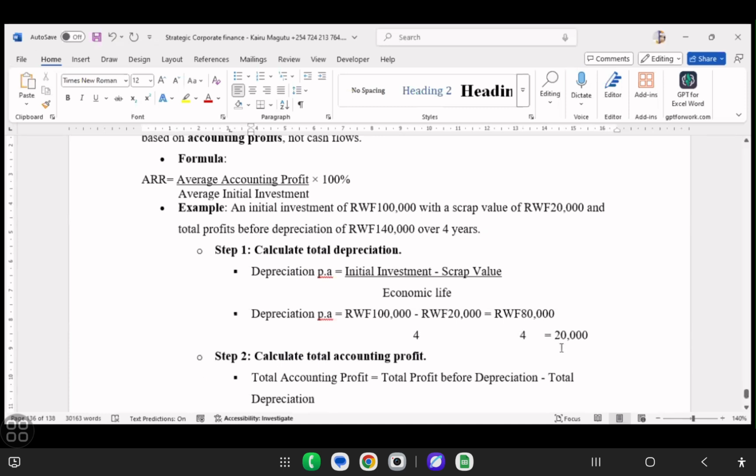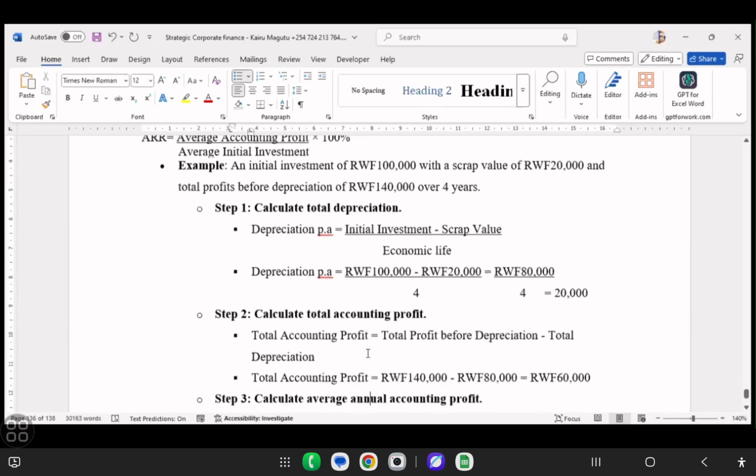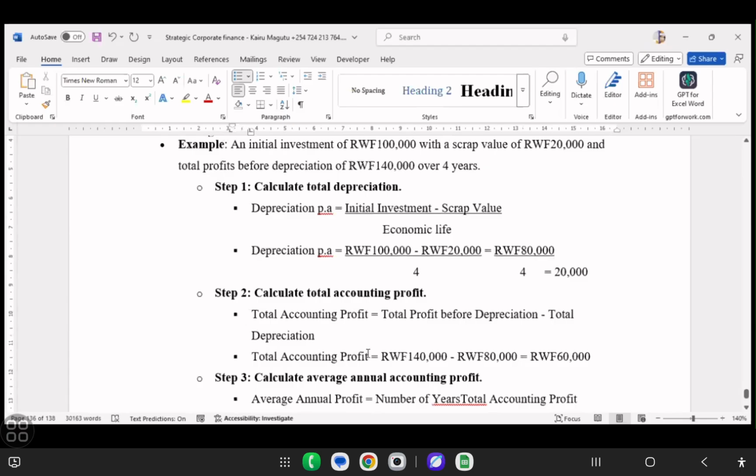That will give us the depreciation. That is the depreciation per annum. That is the first step. Step number 2, calculate total accounting profit. That is, total accounting profit is equal to total profit before depreciation minus the total depreciation.